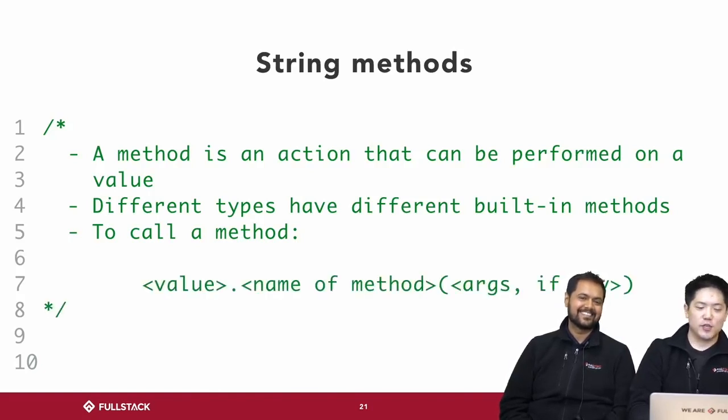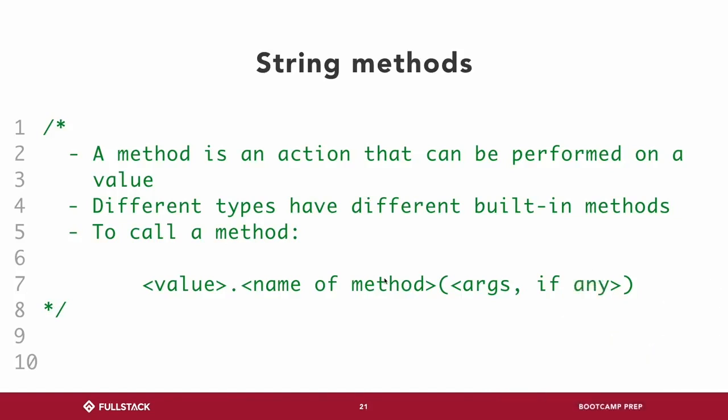So to call some of these methods, we take a value, put a dot after it, then put the name of the method, and then put arguments, if there are any, passed to the method.